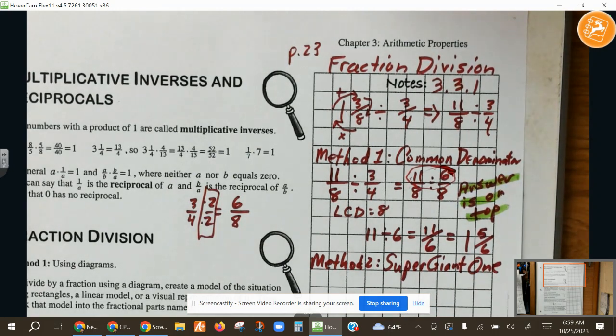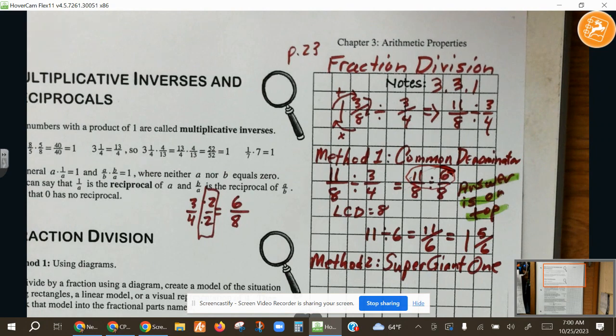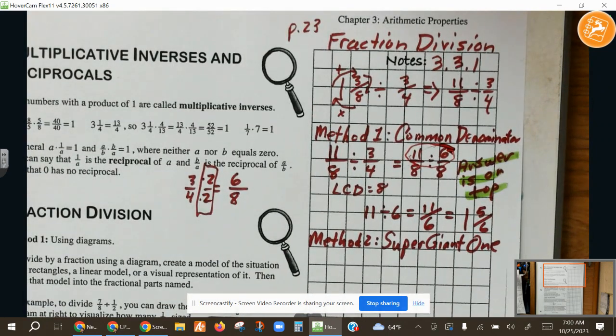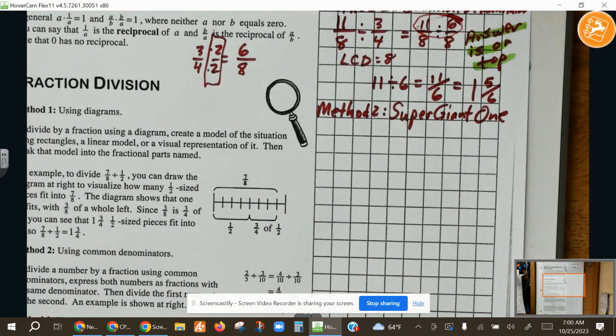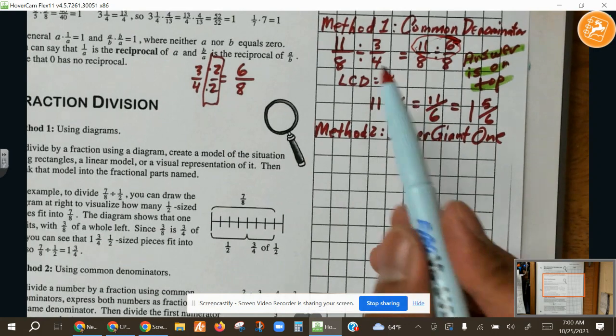Now we all know what a giant one is. A giant one is a number over itself, because we know that any number divided by itself is 1. So we are going to use that logic to do the supergiant one. Now, let's go ahead and go to the original problem.